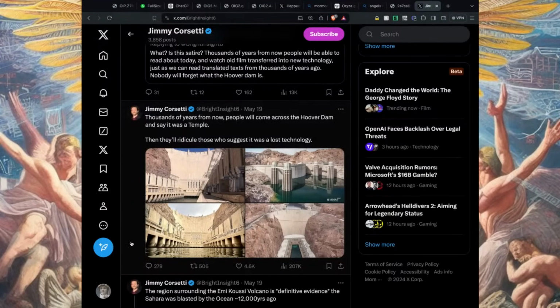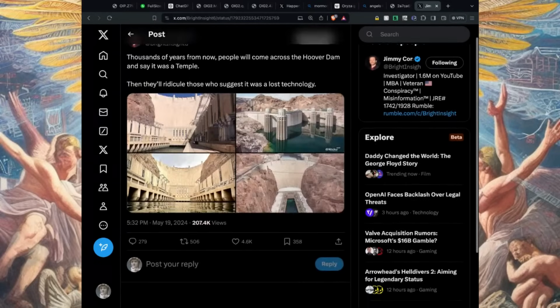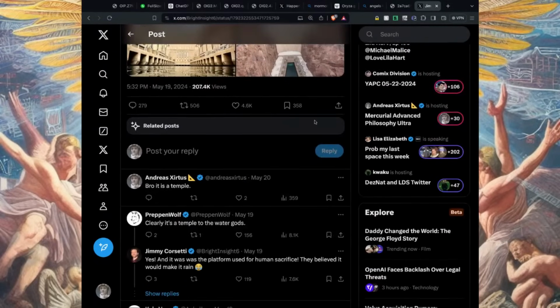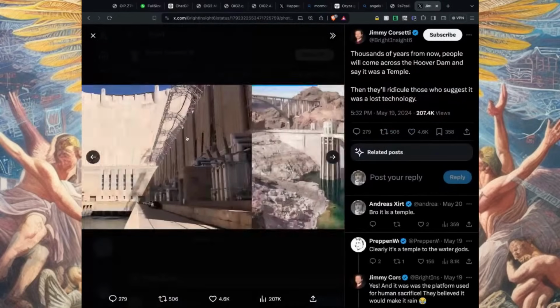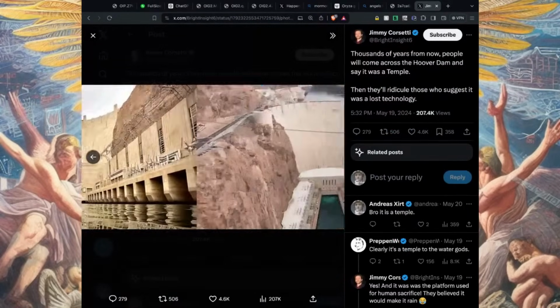Thousands of years from now, people will come across the Hoover Dam and say it was a temple. They'll ridicule those who suggest it was a lost technology. My response, bro, it is a temple. Are you kidding me? It's weird because he picked all the worst shots of it. He's like, look at all the technological stuff.